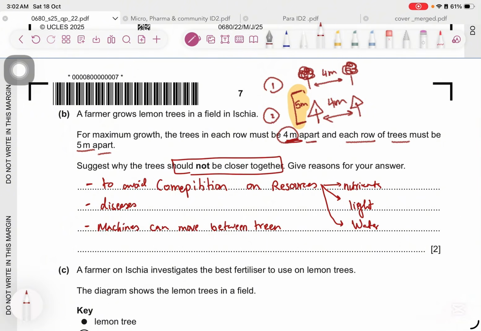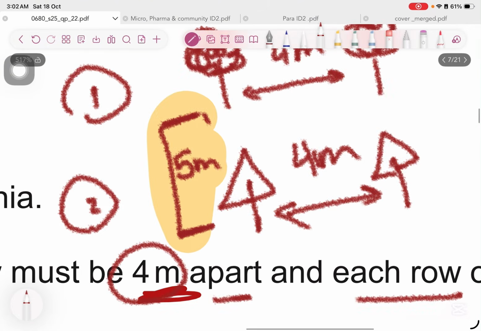Now, that's not the point, okay? The point is why the trees should not be closer together. Of course, when something is too close together, they compete, especially if we're talking about trees. Trees are huge, they're big, they need space to grow, okay? Their branches are going to branch out and the leaves are going to spread out, and they need all the sunlight, they need everything, as well as the roots.